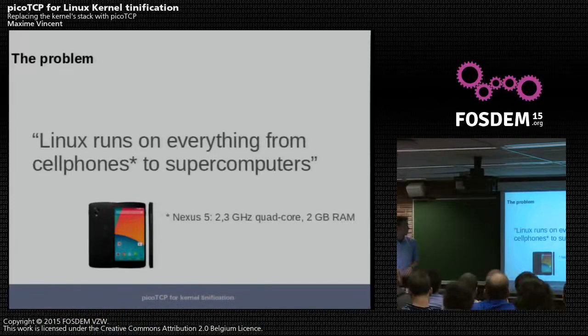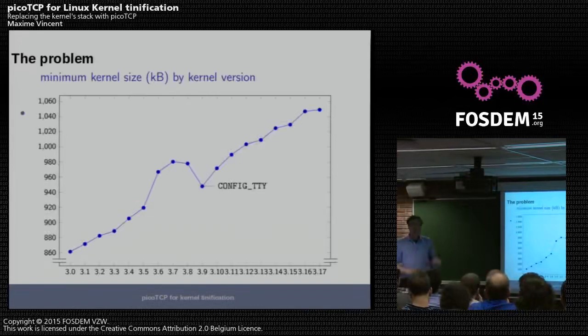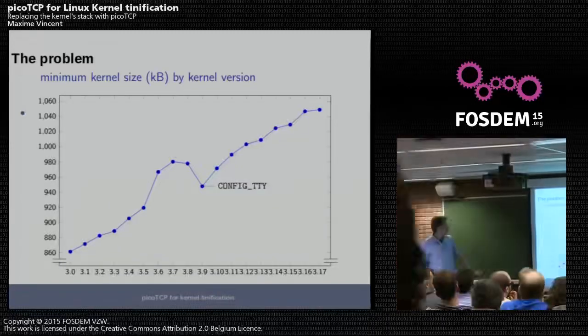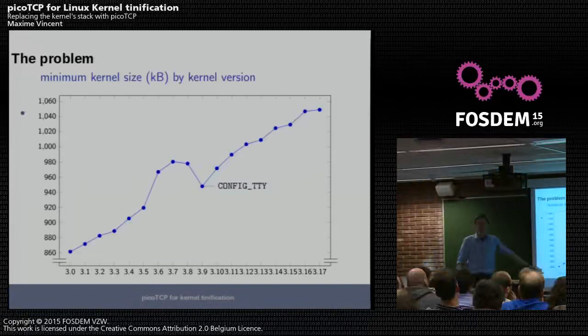So indeed, Linux runs on these systems, but this is a figure I stole from another presentation talking about the tinification of the Linux kernel. At the bottom, I'm not sure you can see it, but here in the corner, there's kernel version 3.0 going to 3.17 at the right-hand side of the graph. And here we can see the minimum kernel size. Well, actually, it's not really the minimum kernel size. This is with make all no config, so it's a default kernel configuration.